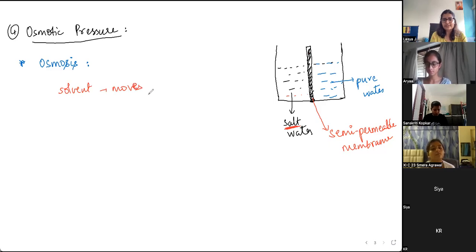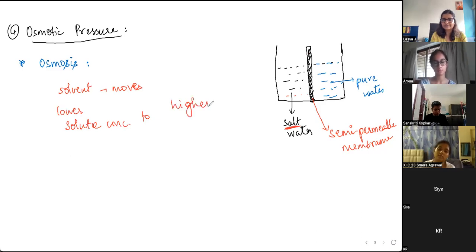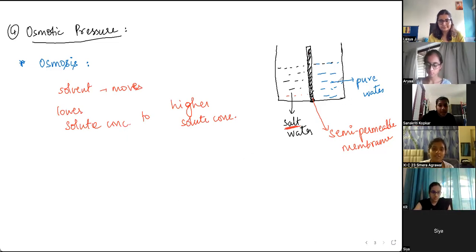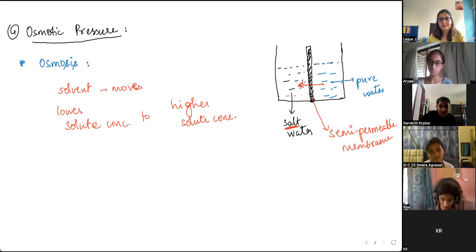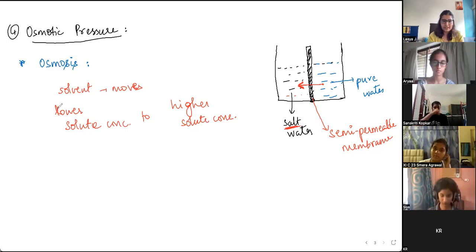So how it moves is it moves from lower solute concentration to higher solute concentration. Okay, so like the pure water, in which this solvent is water, that moves into the salt water wala part. Correct. Okay. Sanskriti? Got it? Yeah. So from lower solute, just remember this, because in the questions and all, we deal with solute concentration only, you know, the molarity, whatever it is.